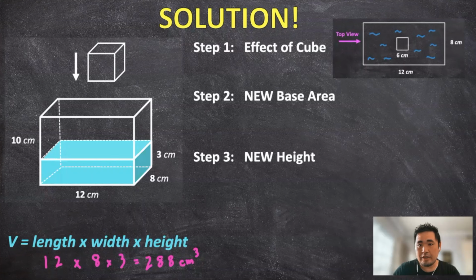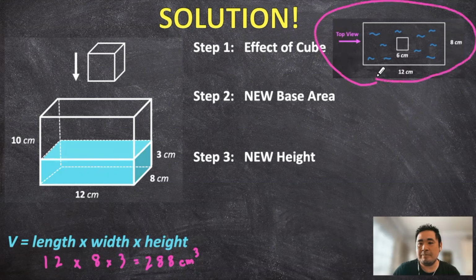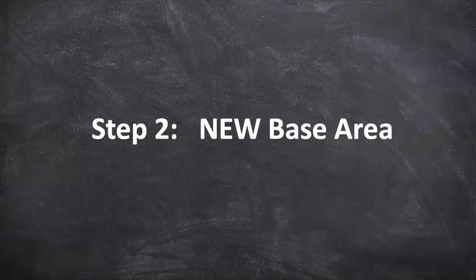Now in step 1, as we can see from the experiment and from the hint and the top view right here, by placing the cube inside the prism, the new base area of the prism actually gets smaller because the middle part gets occupied by the cube. So let's figure that out in step 2.